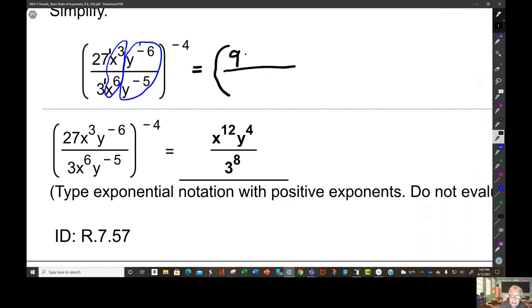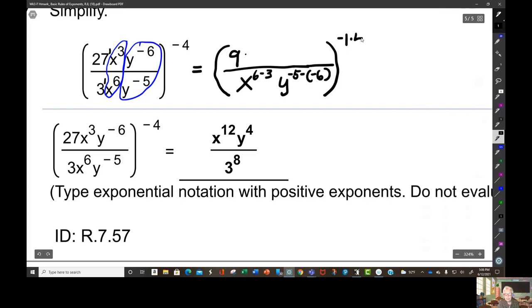Now, I could say x to the 3 minus 6, but 6 is bigger than 3, and we did talk about that shortcut, so I can say x to the 6 minus 3. And now I know that when it comes to negative numbers, everything gets all mixed up. It is true that negative 5 is bigger than negative 6. So if I want to remain consistent, this will be y to the negative 5 minus negative 6. Again, you learn this stuff as you go along. And I'm going to, for the sake of clarity, change negative 4 to negative 1 times positive 4. And you probably already know why.